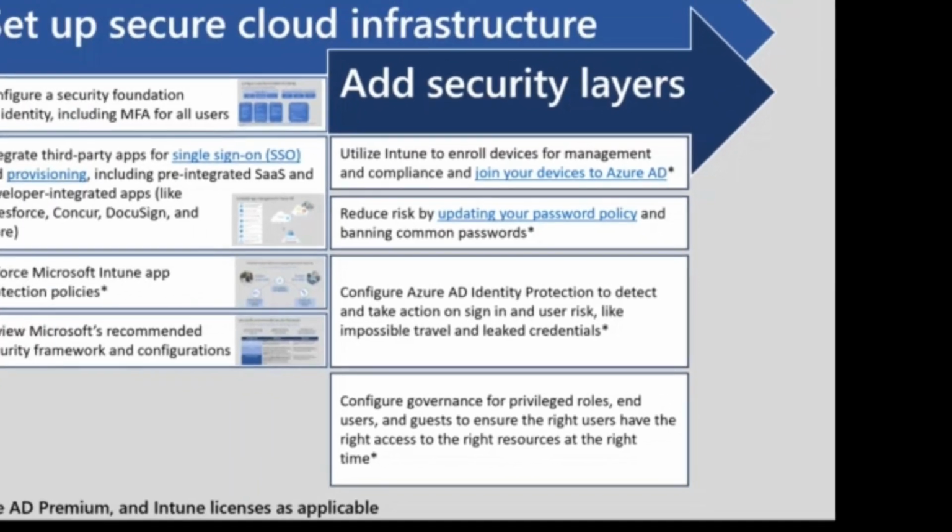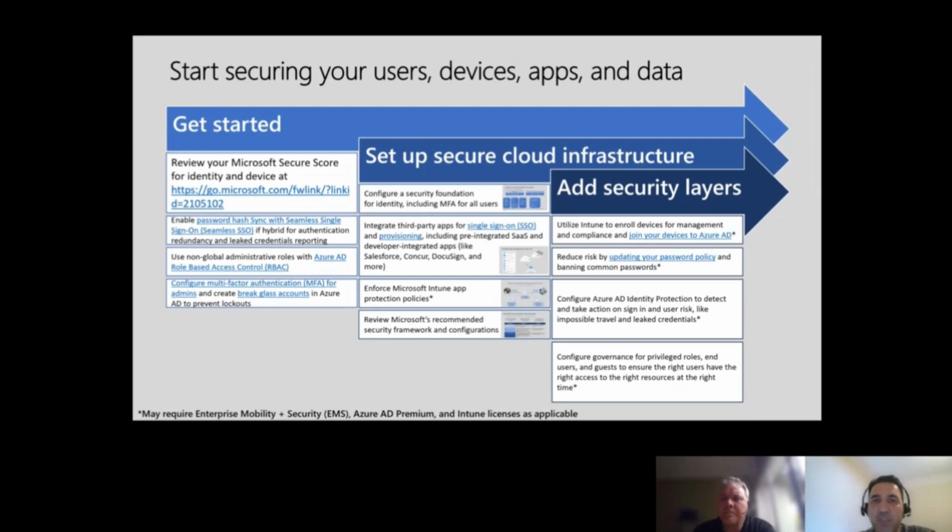most of these are on P1. If you are not on a P1 or P2 license or EMS E3, E5, security defaults is doing all of this for you. Just enabling security defaults is enabling all of this. But the reason in enterprise you may not want security defaults is that you may need more granular control over the settings. So that's why you want to follow this.